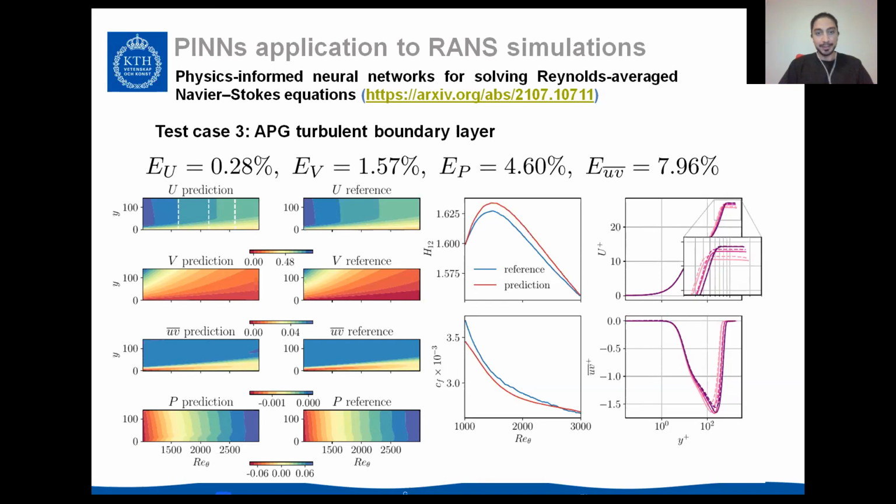So with this example, adverse pressure gradient, we can see that again we can obtain a very good solution, even for the Reynolds stress term, with less than 8% error. So it's very good. And also we can see the nonlinear evolution of the shape factor through the spatial evolution of the boundary layer, and the model can predict this nonlinear evolution. So it's very interesting.